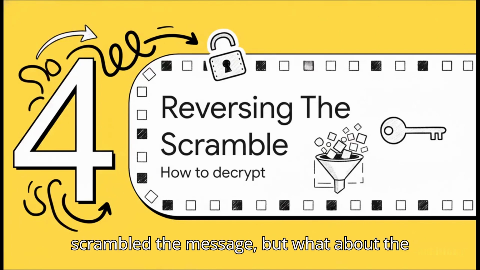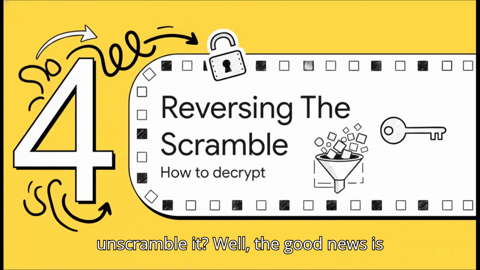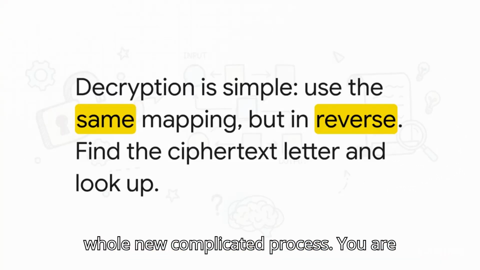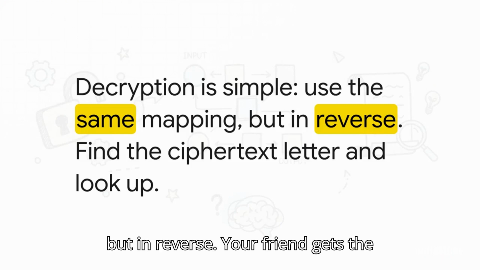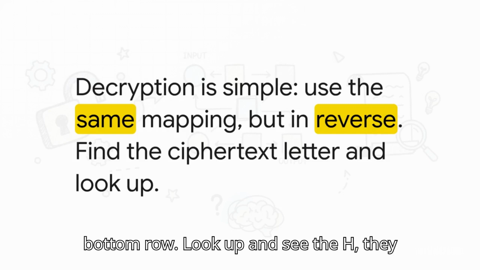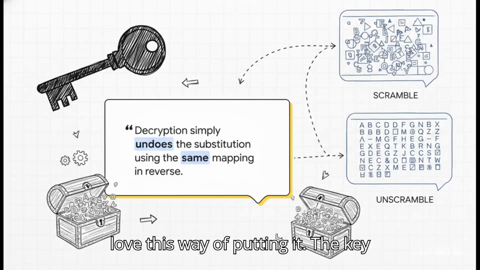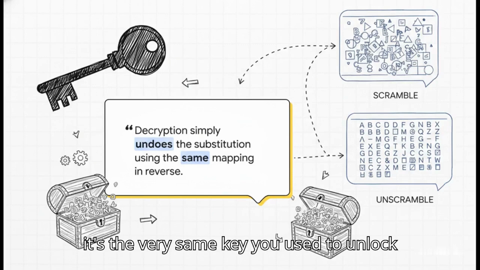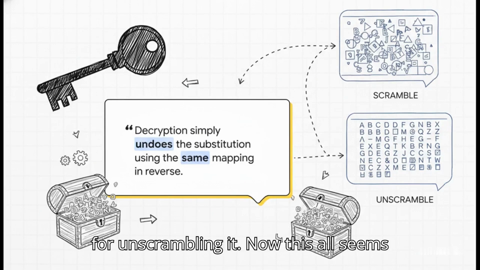So, we've successfully scrambled the message. But what about the person on the other end? How do they unscramble it? Well, the good news is, it's just as easy. Decryption isn't some whole new complicated process. You're literally just using the exact same key, but in reverse. Your friend gets the message XRKKT. They find X in the bottom row, look up, and see the H. They find R, look up, and see the E. It's a perfect one-to-one reversal. I really love this way of putting it. The key isn't just for locking the message up, it's the very same key you use to unlock it. The blueprint you use for scrambling the message is the exact same blueprint for unscrambling it.